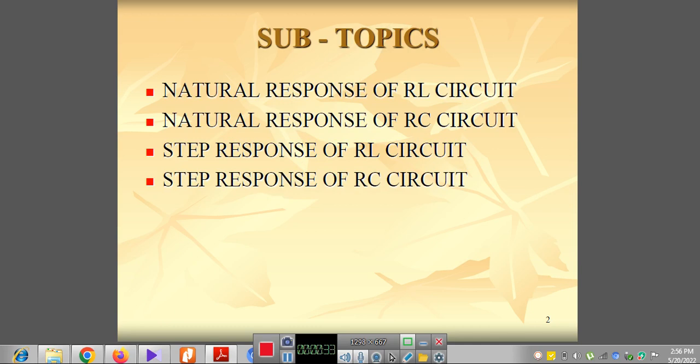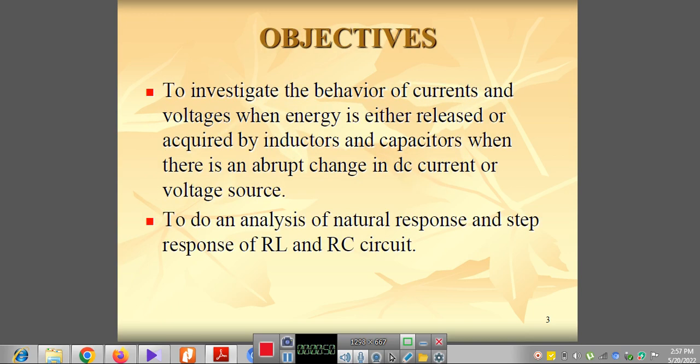These are the topics that come under DC transient analysis: natural response of RL circuit, natural response of RC circuit, step response of RL circuit, step response of RC circuit. The main objective of this DC transient analysis is to investigate the behavior of currents and voltages when energy is either released or acquired by inductors and capacitors, when there is an abrupt change in DC current or voltage source, and to analyze the natural response and step response of RL and RC circuits.